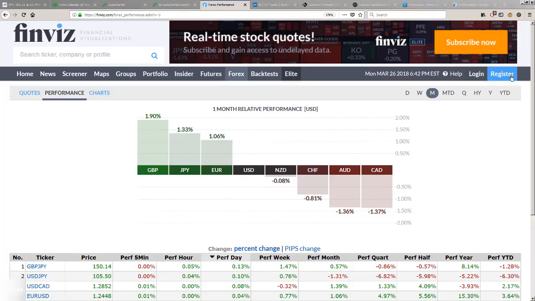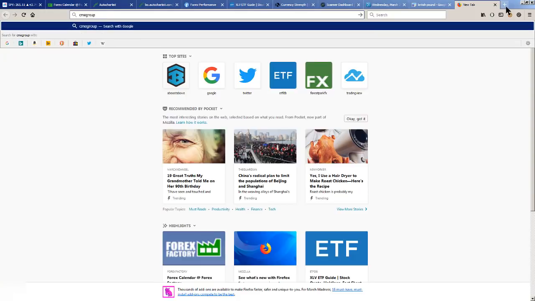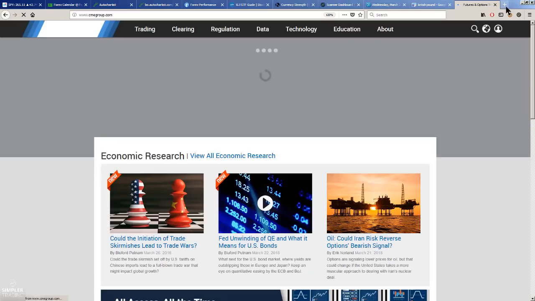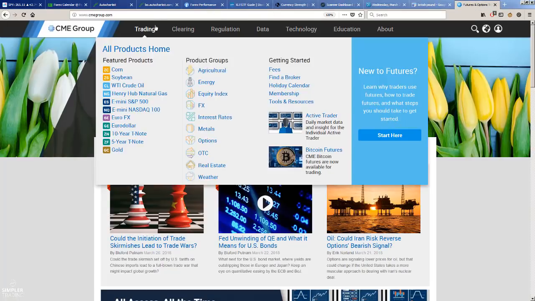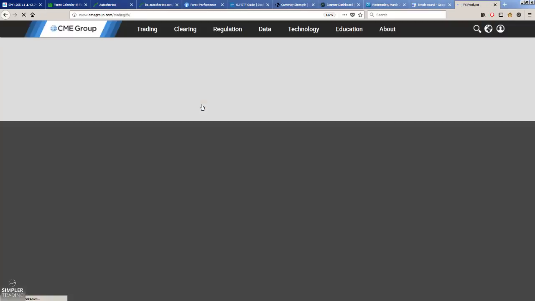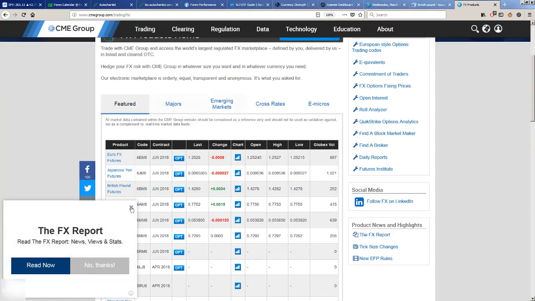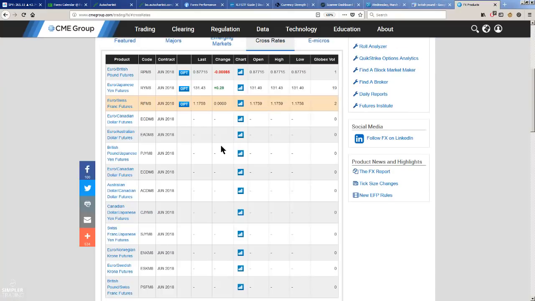So next up, what if you want to trade some currency pairs, but not through the Forex markets? What's your alternative? It's going to be the futures contracts. So if you go to cmegroup.com and click on product groups, they even call it FX, it is Forex futures, you'll notice there are a number of majors, emerging markets, and cross rates that you can trade. And you'll notice that right here, we have the euro versus Canadian dollar.